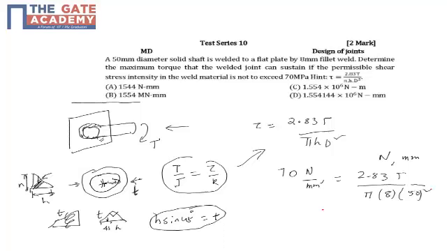So all the length units in mm, force unit in Newton, so torque we get as 1.554 into 10 power 6. You just use the calculator. The unit is Newton mm, length and force unit. So D is the answer, just a direct substitution problem.